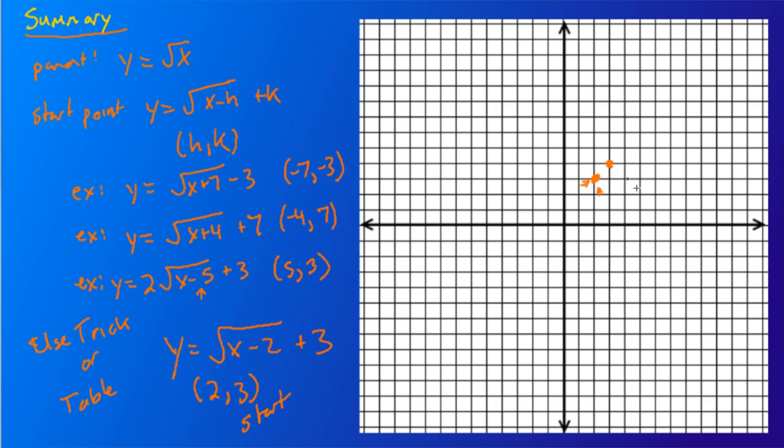If I go right 2, can't do the square root. Right 3, can't do the square root. Right 4. Now I can do the square root. The square root of 4 is 2. So up 2. There's no stretch on this one, so I don't need to worry about that. Right 5, can't do it. Right 6, can't do it. Right 7, can't do it. Right 8, can't do it. Right 9. The square root of 9 is 3. So up 3 from that spot that I'm at. And what you should see is all these points that I just did match up with our table of values fine.